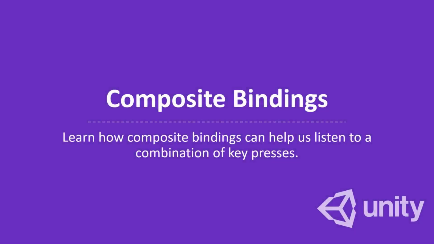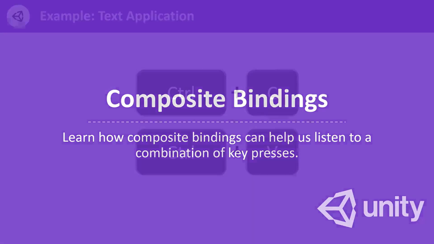In this lecture, we're going to work on the move action from the gameplay action map. Before we do, we must understand the concept of composite binding. Thus far, we've been using regular bindings. They're perfect for actions that require a single button press. But what if we need to support multiple button presses?